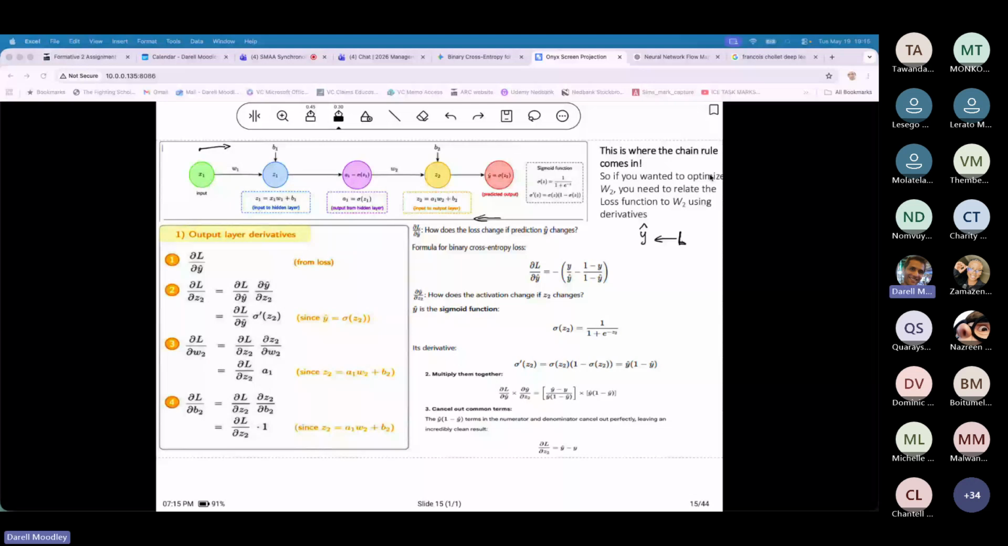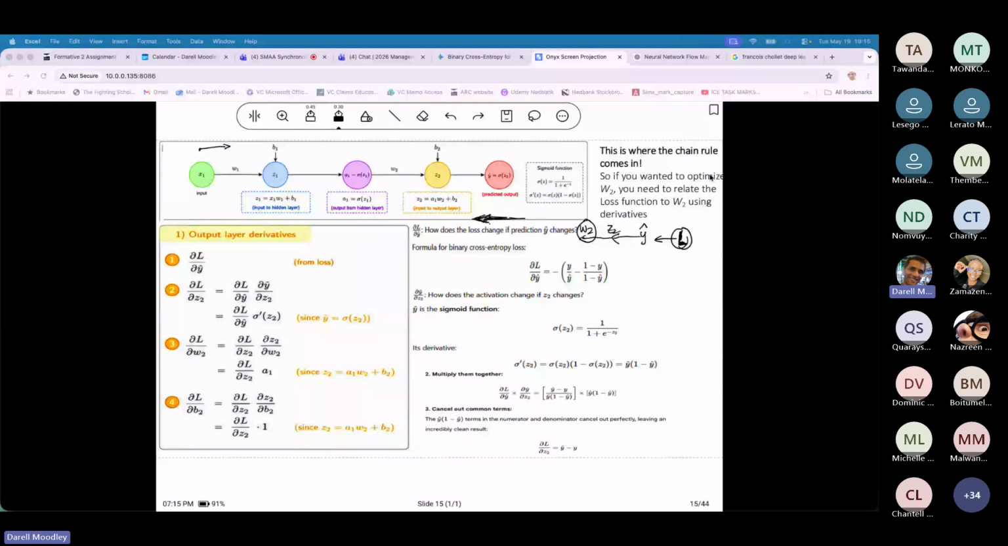Before Z2, it's W2. So if you look at this diagram here, it's the same thing. I'm telling you the same thing that you see on this top diagram. I'm just simplifying it to show you how they're related. So you have L, you have Y, you have Z2, and you have W2. Now, if I wanted to update W2, I would have to find the derivative of L with respect to W2.